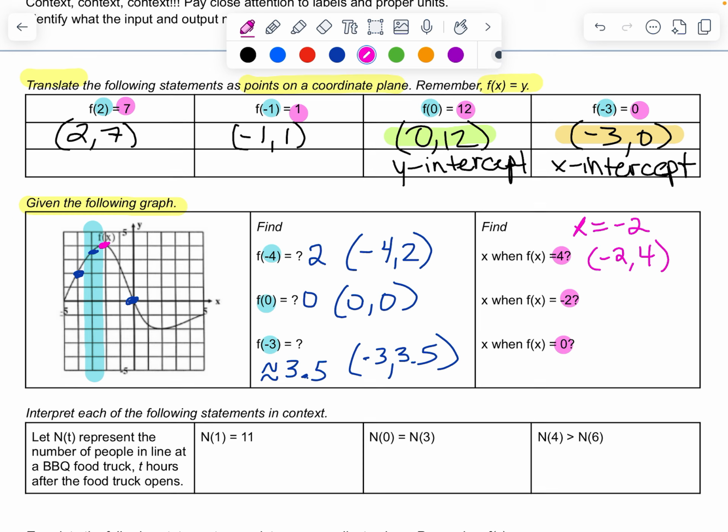Now trying to figure out what x is when f of x is -2. Well, we got to go down underneath the x-axis, and where is that location? I'm going to go ahead and call it right there. What is the x value at that location? Because my y value is -2. I'm going to go ahead and say that the x value is actually +2. Again, I'll write out the point, x, comma, y.